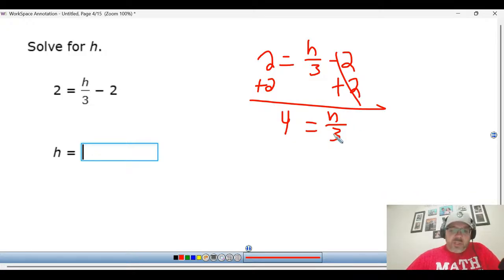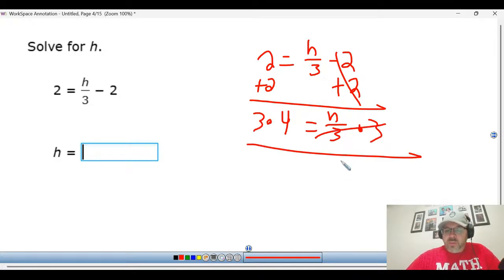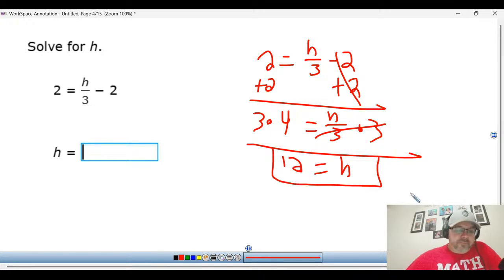Again, we're dividing here, so we got to do the opposite thing, which means we're going to multiply by 3 on both sides. That makes this 1. So h equals 3 times 4, which is 12. All right. So one more down.